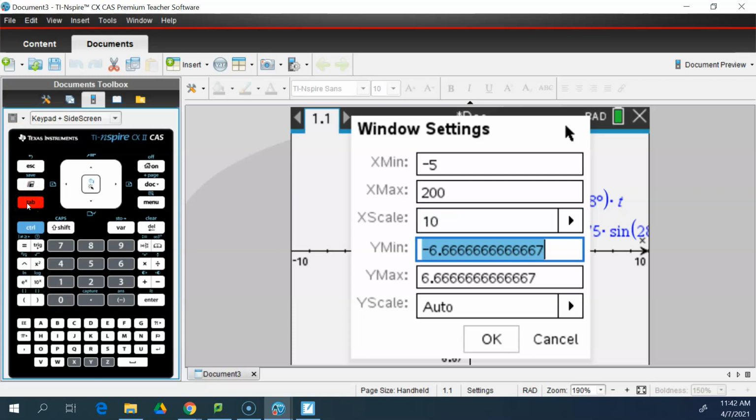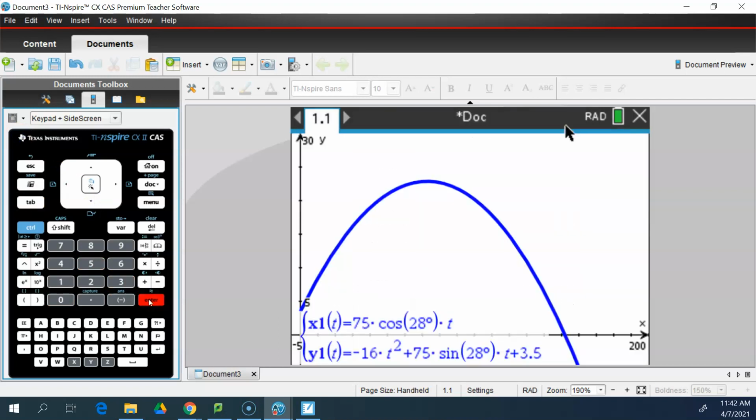Height. Don't really need to get negative because he's not going to hit a dinger underground. How high do you think this ball gets? 30 feet maybe? I mean, that's 3 stories, if you think about it. I would go 30. We'll go by 5 this time. Yep, okay, there it is. So that's what your graph should look like.